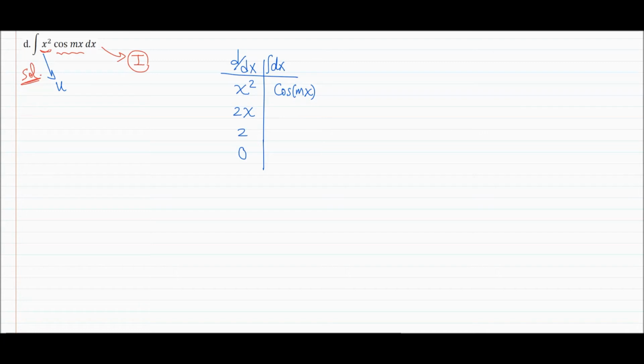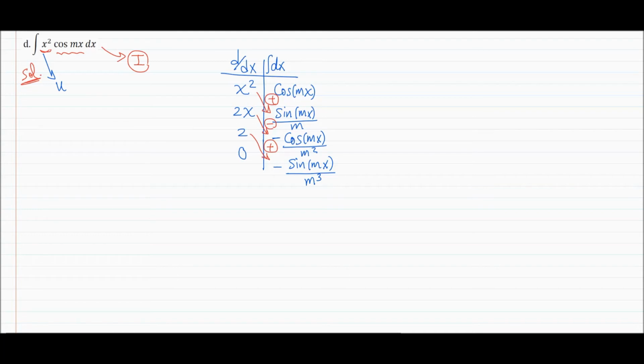So the integration of cosine mx will be sine mx over the derivative of what is inside, which is m. Once again, the integration of sine mx will be negative cosine mx over m multiplied by m, which is m squared. Another one will be negative sine mx over m multiplied by m squared, which is m cubed. And do not forget to apply the signs: the first term positive, the second term negative, and the third term positive. It is an alternating sign, positive, negative, and so on.